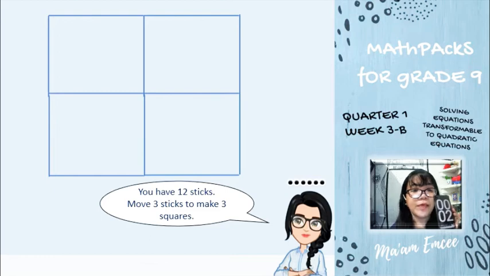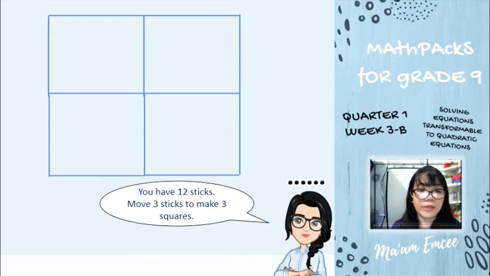Again we have 12 sticks, and you have to move only 3 sticks to make 3 squares. Before it was 4 sticks, 3 squares. This time we are down to 3 sticks only to make 3 squares. And your time is up.